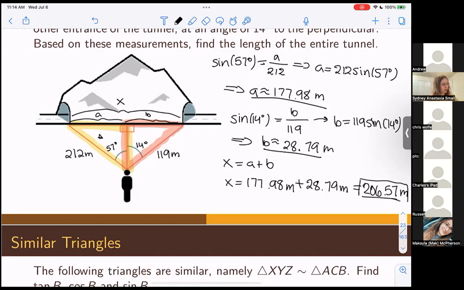Any questions on how I got this? Just took this diagram, made two triangles, said, okay, what information do I know? What information do I need to know? Which of our three trig functions, sine, cosine, or tangent, relates all three of those missing quantities?